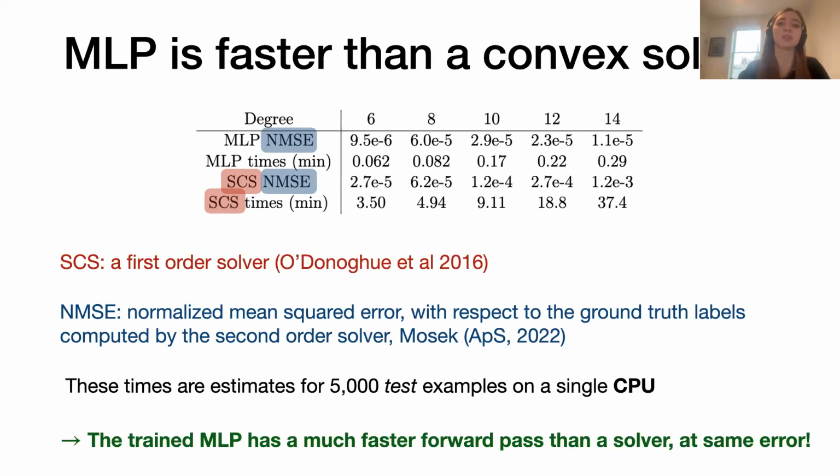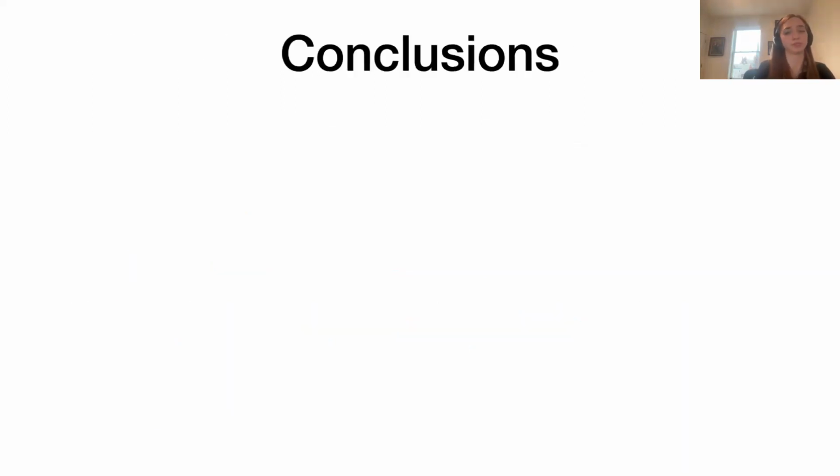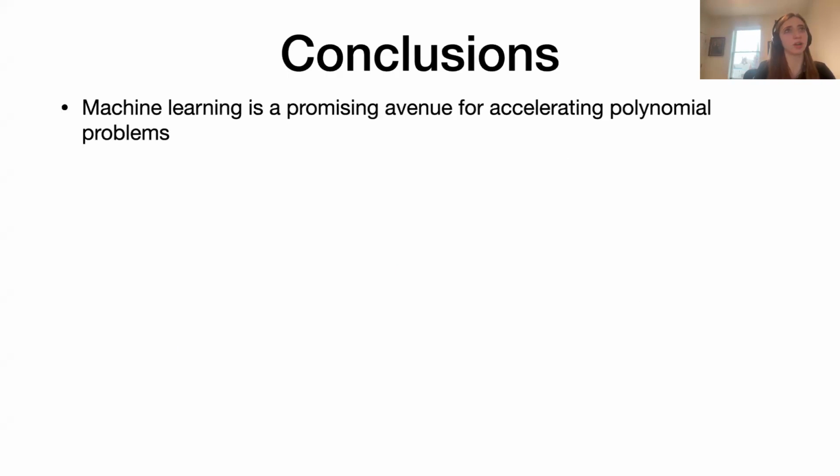And it's really taking advantage of the fact that our training distribution was generated not in a uniformly random way over some ball of polynomials, but in a very structured way. So the trained MLP has a much faster forward pass than the solver at the same error. And we do even better when you augment it in training using this equivariant structure. So I will just mention a couple conclusions and then future work, and then we'll be happy to take questions.